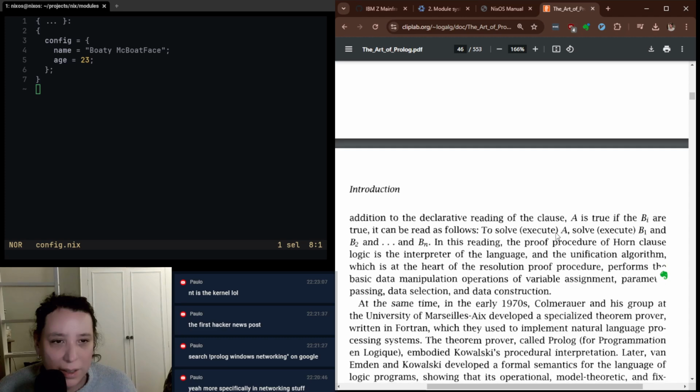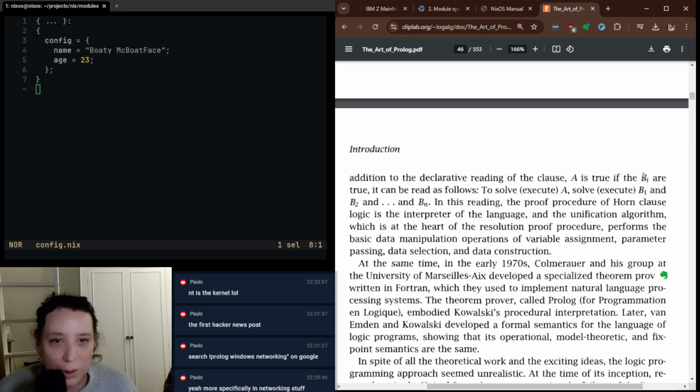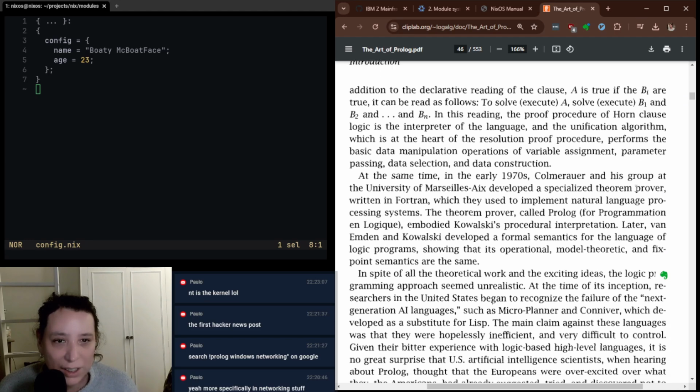In addition to the declarative reading of the clause, A is true if Bi are true, it can also be read as follows: to solve, execute A, solve, execute B1 and B2, and so forth, up to Bn. In this reading, the proof procedure of horn clause logic is the interpreter of the language, and the unification algorithm, which is at the heart of the resolution proof procedure, performs the basic data manipulation operations of variable assignment, parameter passing, data selection, and data construction.